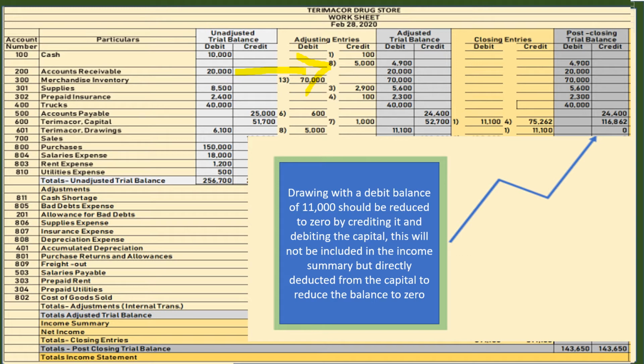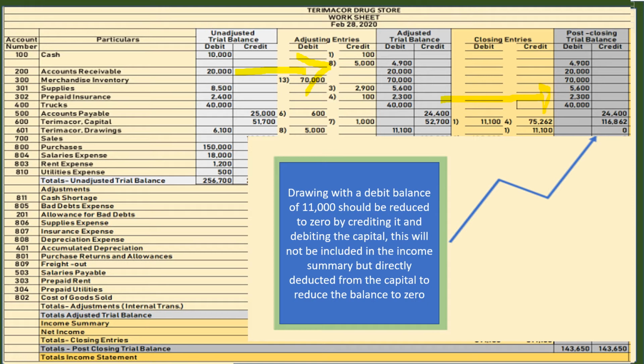So we will do the same thing. We will plot the closing entries to arrive at the post-closing trial balance. So we have three kinds of trial balance to prepare in the accounting cycle. In the complete accounting cycle, we have the unadjusted trial balance. After adjustments, we will have the adjusted trial balance. After the closing entries, we will have the post-closing trial balance.